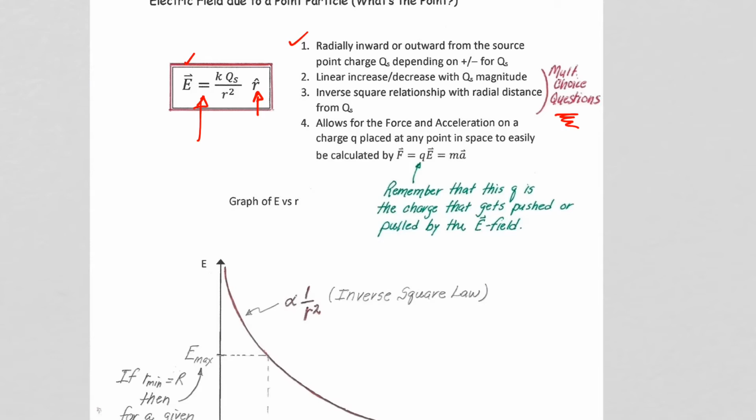And again, it is so important that you become comfortable with the distinction between the Q's, that the Q in the electric field equation is the source of the electric field. If we multiply the Q in F equals QE, that Q is not the source of that electric field. That's the Q that is in space getting pushed or pulled by the electric field.